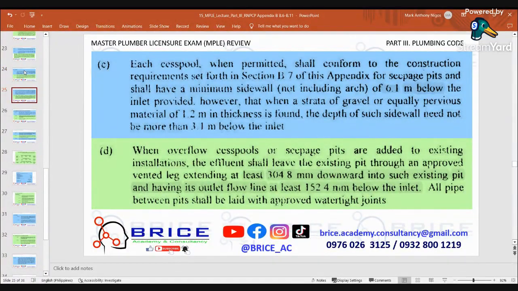Each cesspool, when permitted, shall conform to the construction requirements set forth in section B.7 of this appendix for seepage pits and shall have a minimum sidewall, not including the arc, of 6.1m below the inlet, provided, however, that when a strata of gravel or equally pervious material of 1.2 meter in thickness is found, the depth of such sidewall need not be more than 3.1 meter below the inlet. When overflow cesspools or seepage pits are added to the existing installations, the effluent shall leave the existing pit through an approved vented leg extending at least 304.8mm downward into such existing pit and having its outlet flow line at least 152.4mm below the inlet. All pipe between pits shall be laid with approved water pipe joints.